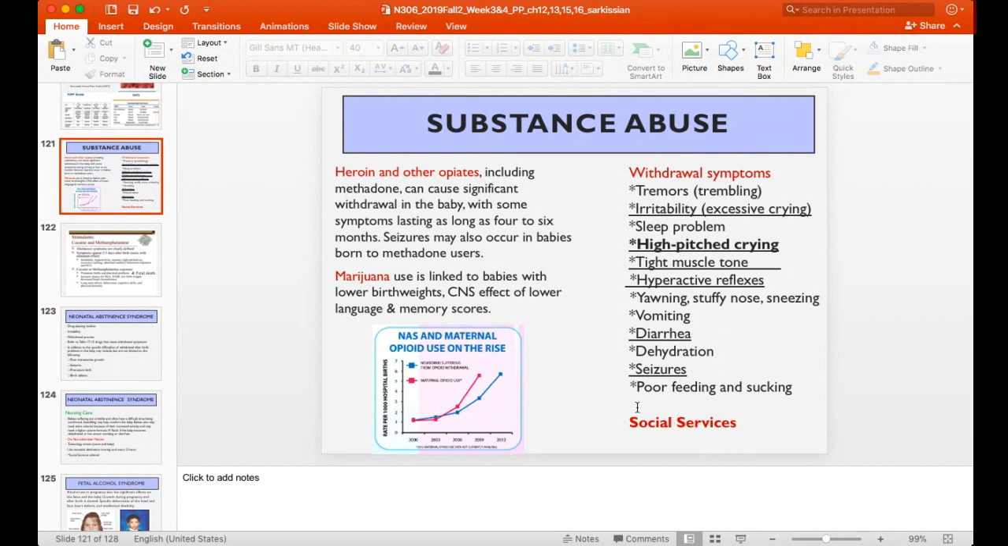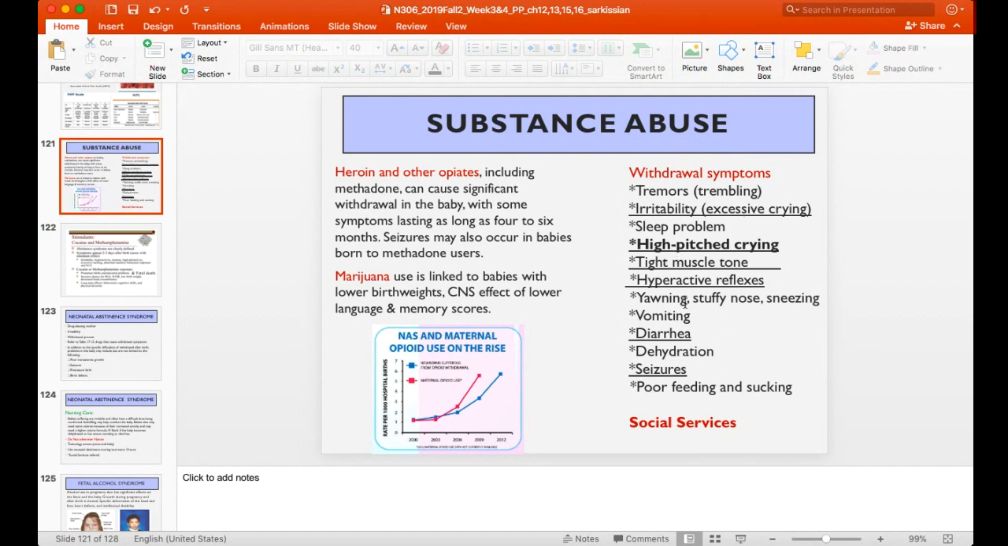So key nursing action here is going to be social services, okay? But I want you to note that under these withdrawal symptoms, we're not listing a lethargic baby. And you might think that that's a sign and symptom of withdrawal, like a drugged out baby is going to be lethargic, but they're not. They're actually the opposite, okay? They have a lot of irritability, a lot of tension, a lot of tight muscle tone, okay? They're not lethargic. They have hyperactive reflexes, okay? That kind of goes with the seizures.